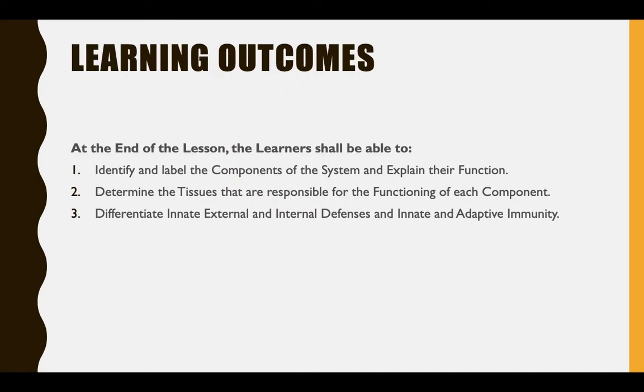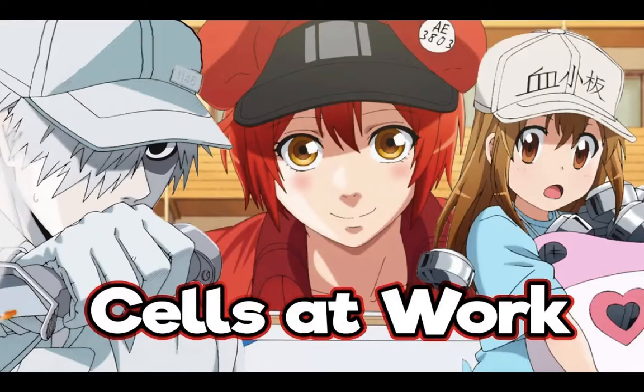So for today, our learning outcomes are to identify and label the components of the system and explain their function, determine the tissues that are responsible for the functioning of each component, and differentiate innate external and internal defenses, innate and adaptive immunity. Okay, so we were tasked to watch this anime, which is Cells at Work, which is a very nice anime, by the way.